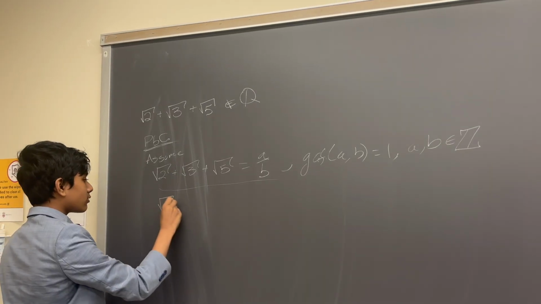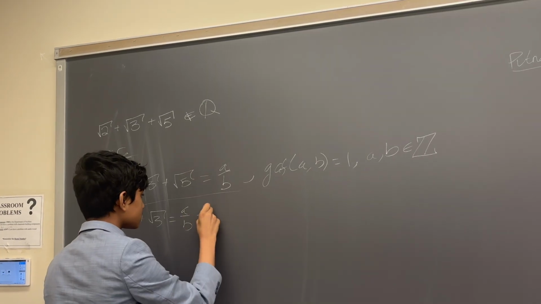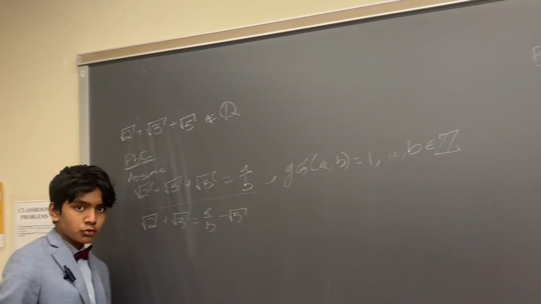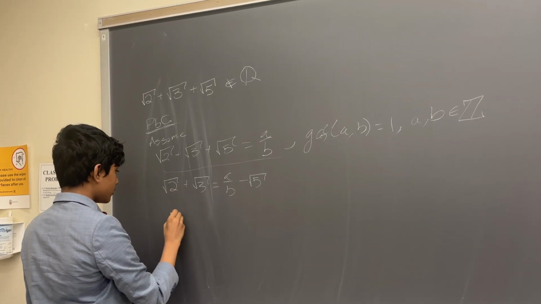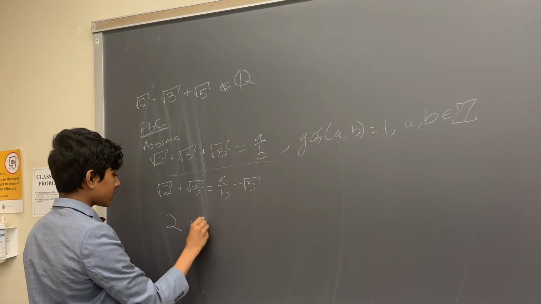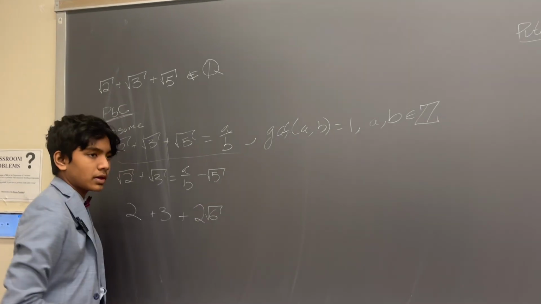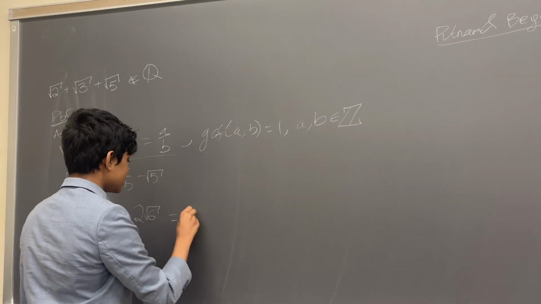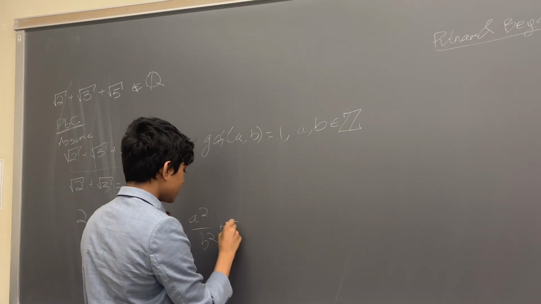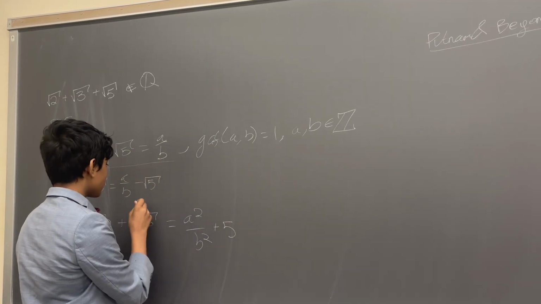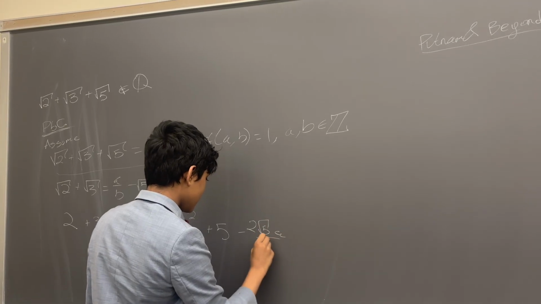Well, first, we subtract rad 5 from both sides. And then we square. What happens when we square? Well, you get the square root of 2 squared is 2, square root of 3 squared is 3, then the product is rad 6 multiplied by 2. That's equal to a squared over b squared, minus, this becomes plus 5, and then their product is minus 2 rad 5 a over b.